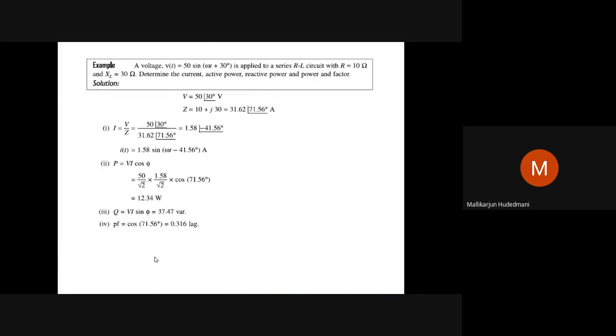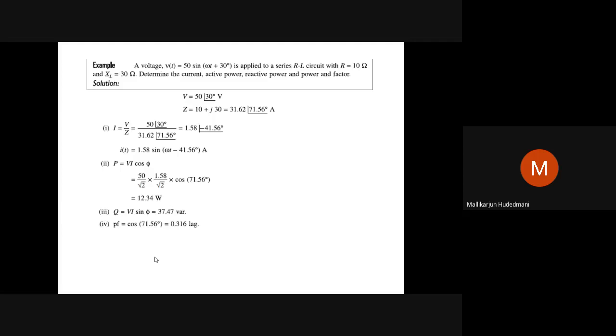So we'll see another last simple problem. A voltage v of t in instantaneous form, 50 sine omega t plus 30 degree, is an instantaneous voltage wave applied to a series RL circuit with R equal to 10 ohm, XL equal to 30 ohm. Determine the current, active power, reactive power, power factor, like that.